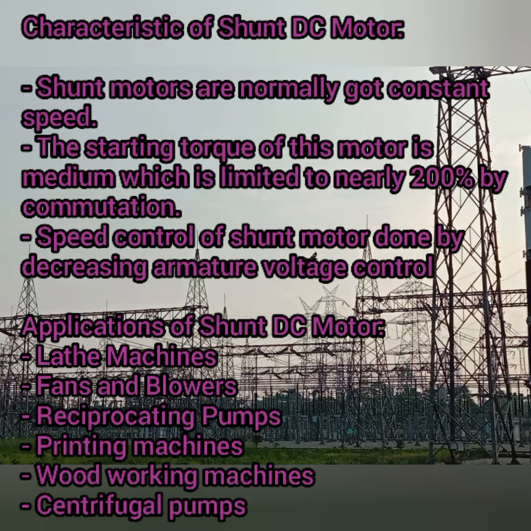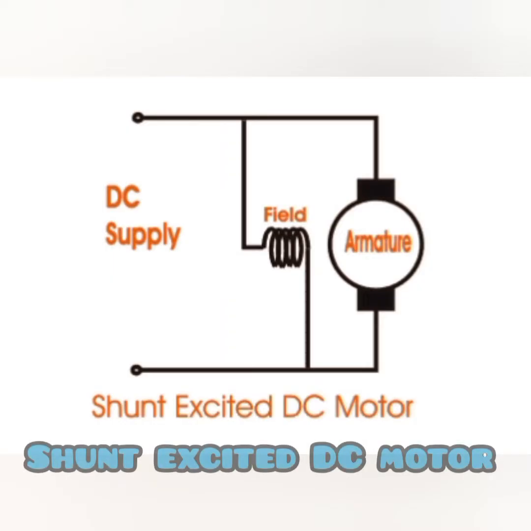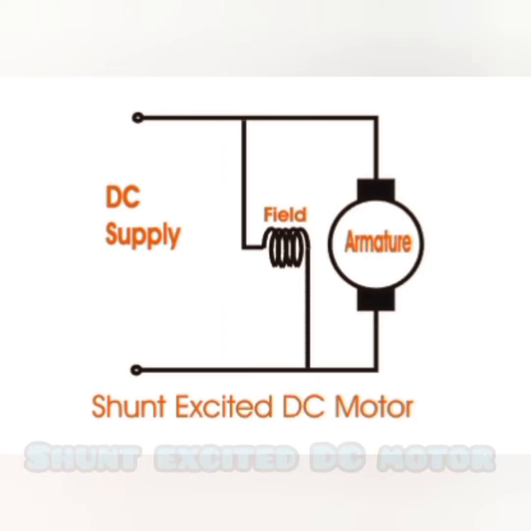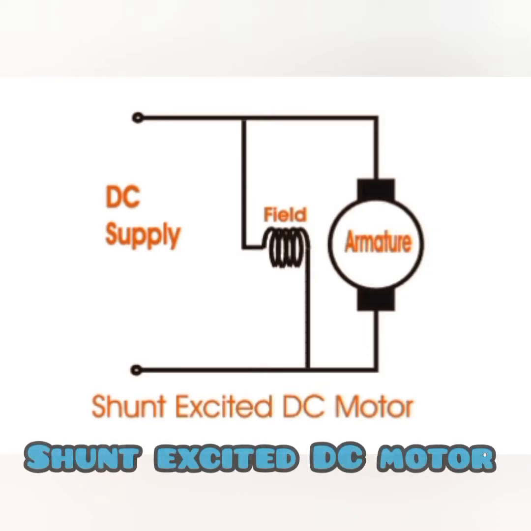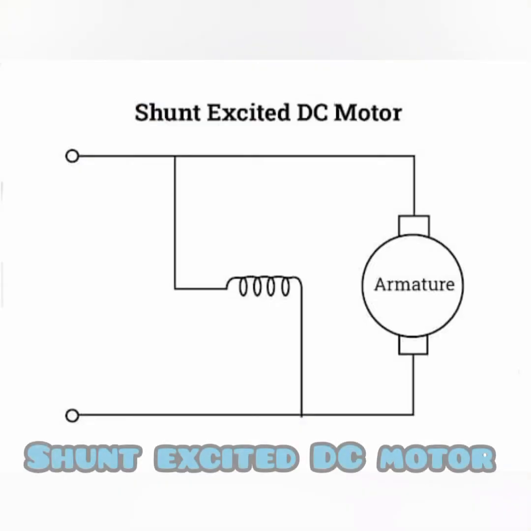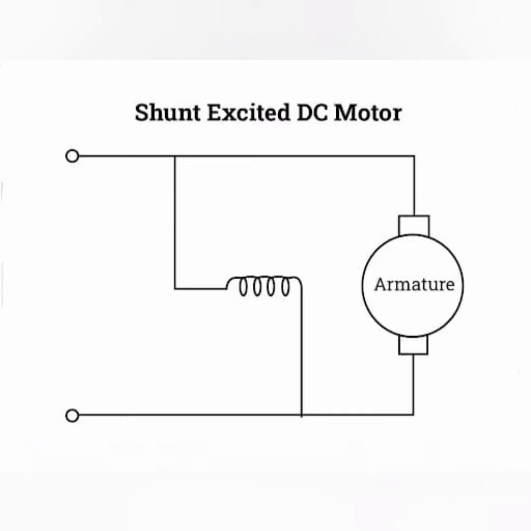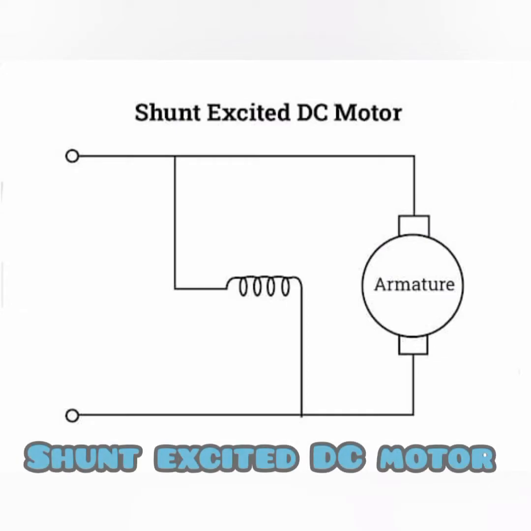Then coming up to the applications, these are mostly used in your lathe machines, then for fans and blowers, reciprocating pumps, printing machines, woodworking machines, then for the centrifugal pumps. So this is the connection diagram of your shunt excited or shunt wound DC motor. Here the field and the armature coils are connected in parallel to the circuit. So that's the reason it is known as the shunt wound motor.